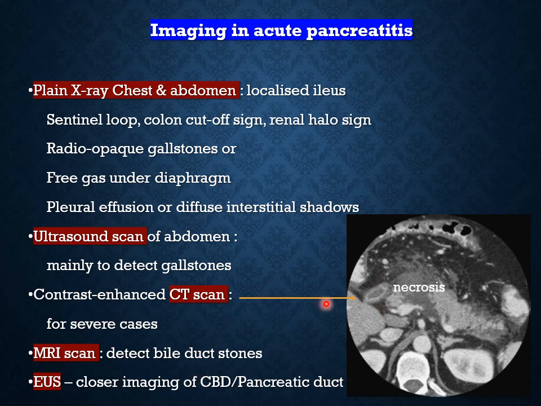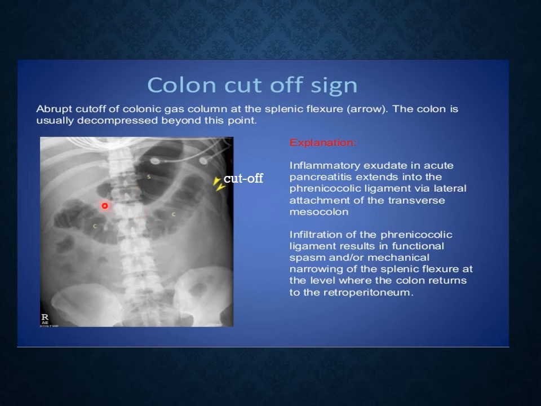This is a CT scan showing a massively enlarged pancreas. This is the tail, this is the head, with severe necrosis. This is severe acute pancreatitis. This is a colon cutoff sign. It shows a localized ileus and distension of the transverse colon due to the underlying acute inflammation of the pancreas. Inflammatory exudate in pancreatitis extends into the phrenicocolic ligament, and that holds up this intraperitoneal part as a dilated loop.